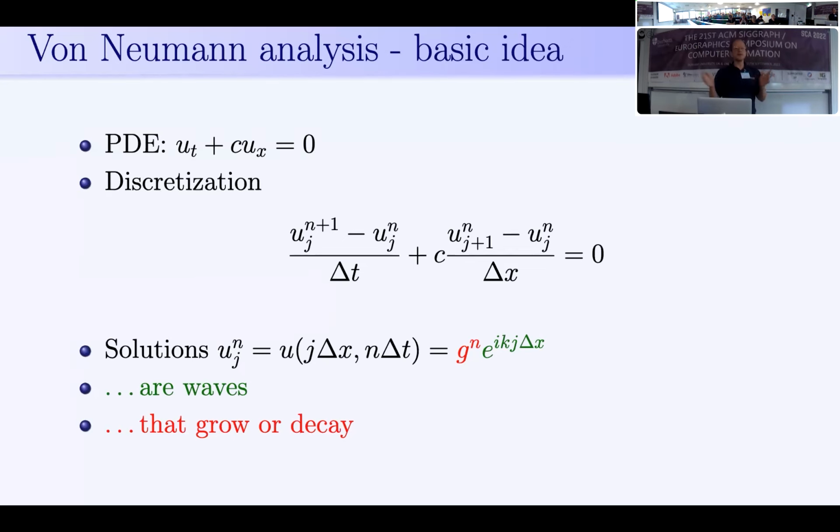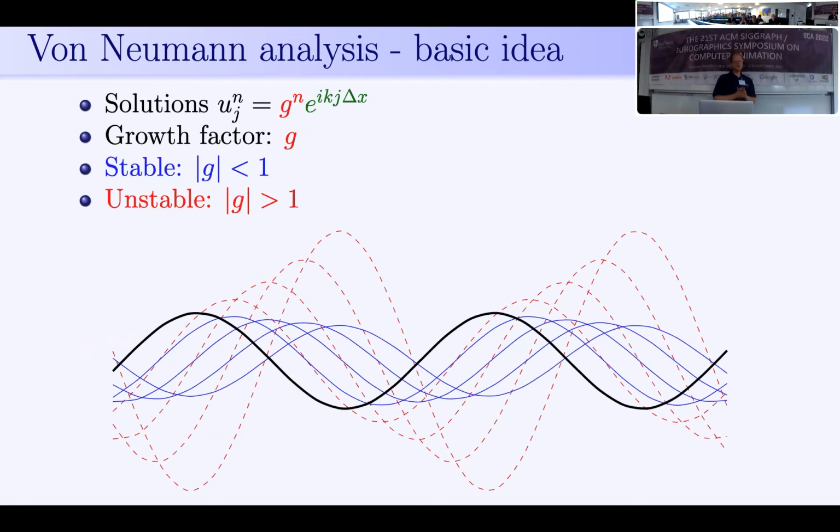How do we get to this? It's basically just obtained from the Fourier transform. It's really just a Fourier transform in disguise. Right, and it's this red part that's going to tell us if we're stable or not. Okay, it's the growth factor.